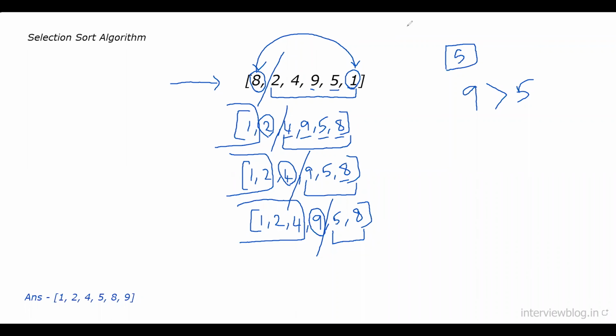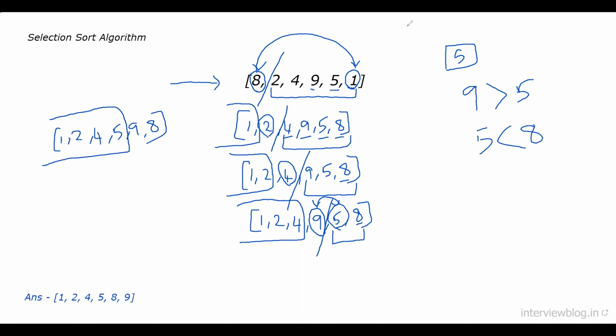So now we'll be comparing 8 with 5. Since 8 is greater than 5, our smallest element would be 5. So we need to swap this 5 with 9. So our resultant array would now become 1, 2, 4, 5, 9, and 8. Now we can see that this part of the array is already sorted. So I'll pick my current element as 9 and I will initialize it as the smallest element.